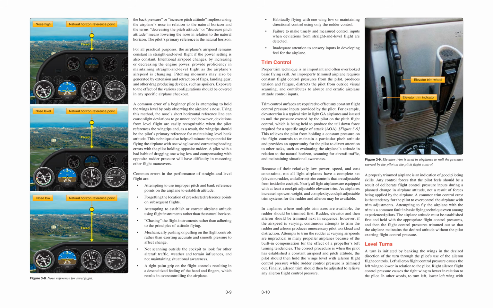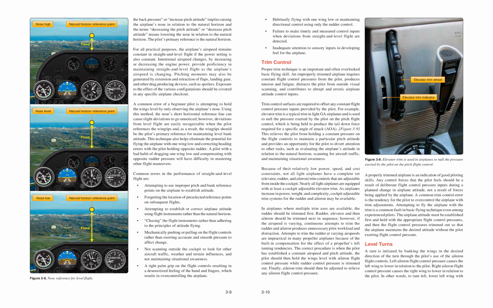Trim control surfaces are required to offset any constant flight control pressure inputs provided by the pilot. For example, elevator trim is a typical trim in light GA airplanes and is used to null the pressure exerted by the pilot on the pitch flight control, which is being held to produce the tail-down force required for a specific angle of attack, AOA. Figure 3.9. This relieves the pilot from holding a constant pressure on the flight controls to maintain a particular pitch attitude and provides an opportunity for the pilot to divert attention to other tasks, such as evaluating the airplane's attitude in relation to the natural horizon, scanning for aircraft traffic, and maintaining situational awareness.